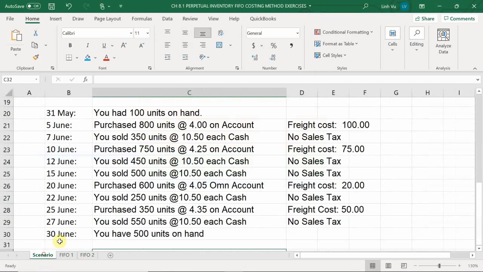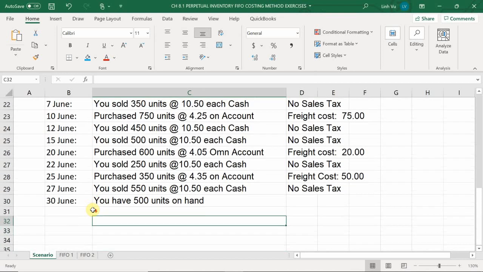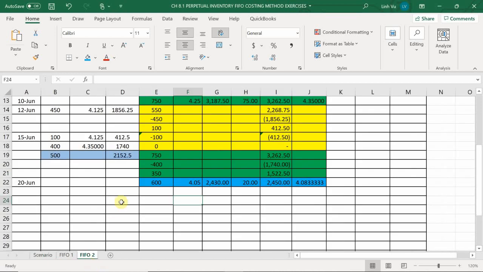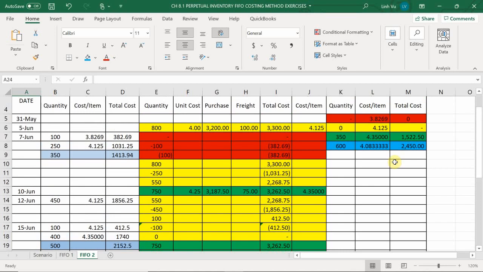Okay. So then let's go ahead and see what has happened next on the 22nd of June. 22nd of June, we sold another 250 units. Okay? We sold another 250 units at $10.50. So we sold 250 on June 22nd. So in this case, let's take a look at my batch of inventory. What do I actually have left?